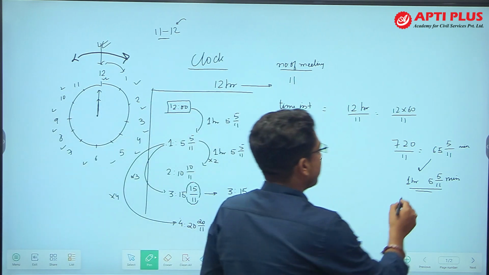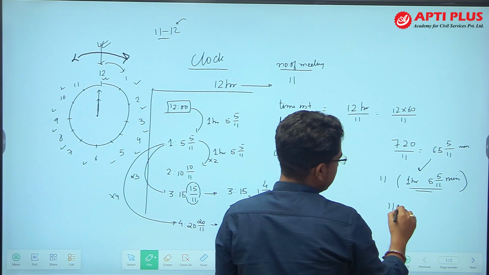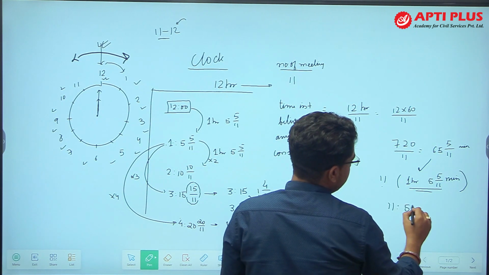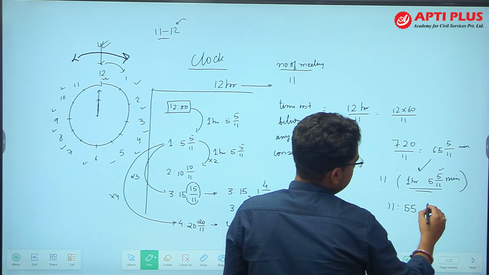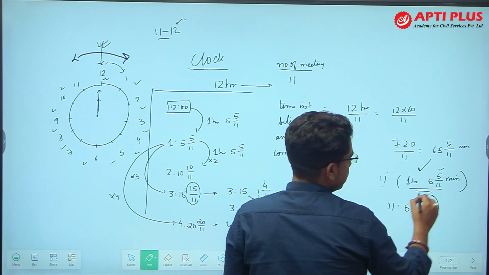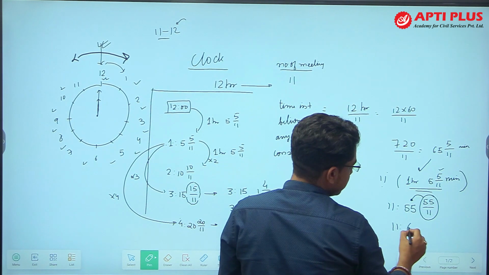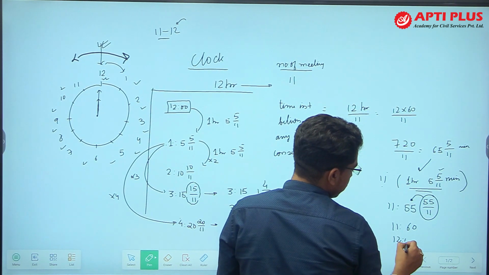So, 1:05 5/11, if I multiply it by 11, what do I get? 11 into 1 is 11, and 11 into 5 is 55, and 11 into this 5/11 is 55/11 again. If you realize, this 55/11 is 5, so 11 and this 5 when added with this will become 60. So, finally, it is 12.